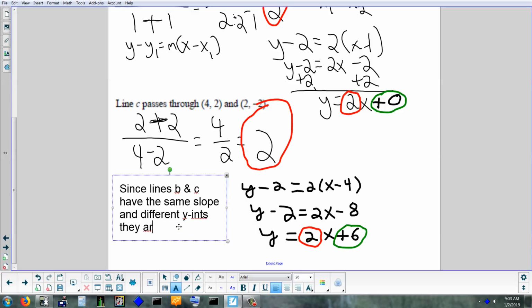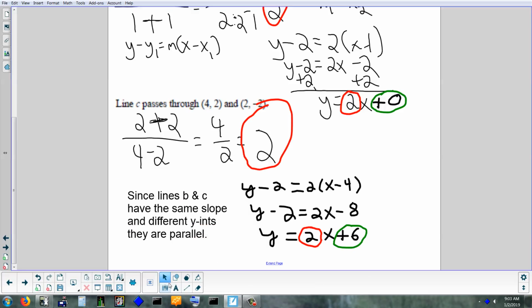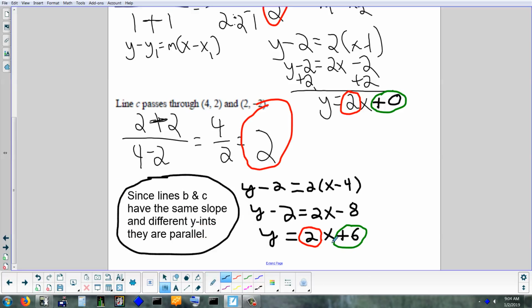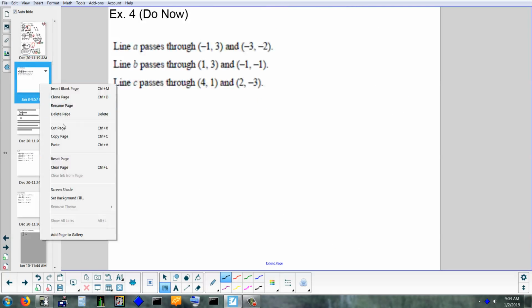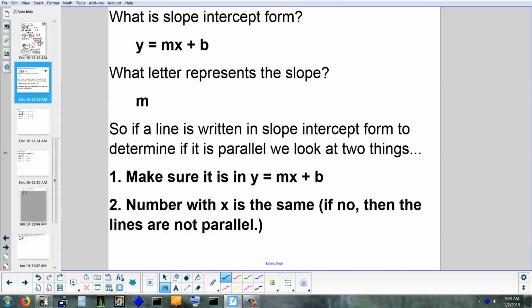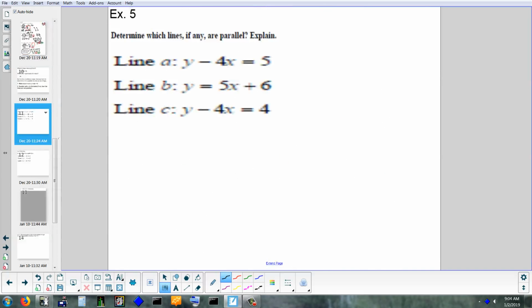So again, to do that, you have to figure out your slopes first. Do the y1 minus y2 over x1 minus x2. Do that first. If you have numbers that are the same, then you can figure out the y-intercept to see if they're going to be different. All right? So B and C would be parallel, like we just talked about. Guys, for the sake of time, we'll skip example 4. Oh, good looks. Thanks, Yusuf.